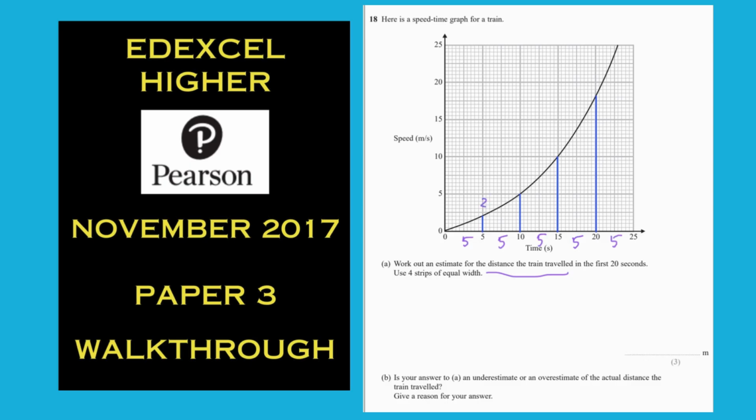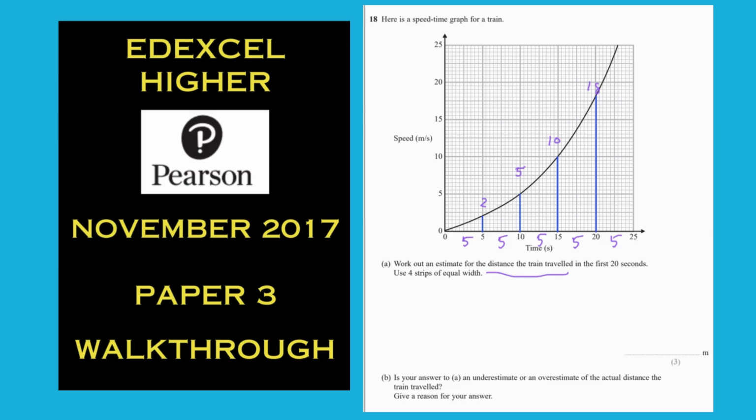So the height of this one is 2, because it's 5 for every 10. So each square's a half. So do be careful with that. Height of that one's 5. Height of that one's 10. And the height of that one is 4 below 20. So be careful, it's 4 halves.